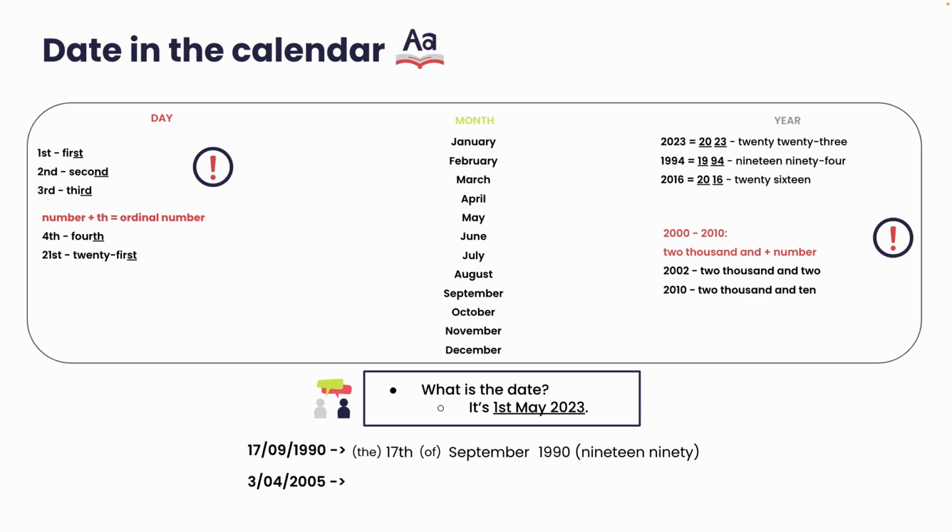Another example, look at this one. There is number 3, and you know that this is the exception. So we say the 3rd. Then we go with the name of the month. So we should say "of" before that. And the 4th month is April. And look at the year. It's between 2000 and 2010. So we say 2005. The 3rd of April 2005.